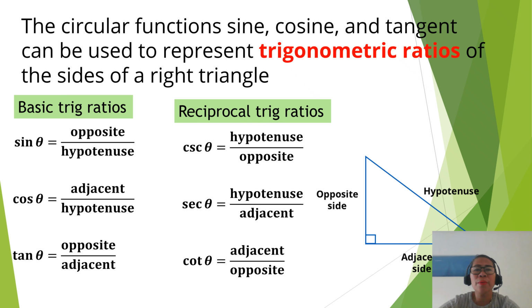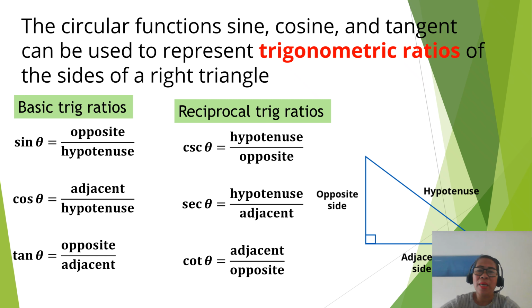While the reciprocal ratios are, for sine theta, its reciprocal is cosecant theta, because sine is opposite over hypotenuse. Then the cosecant, the reciprocal of opposite over hypotenuse, is hypotenuse over opposite. Then cosine theta, its reciprocal is secant theta, because cosine is adjacent over hypotenuse, and secant is hypotenuse over adjacent. While tangent theta, its reciprocal is cotangent, because tan is opposite over adjacent, then cotangent is adjacent over opposite.